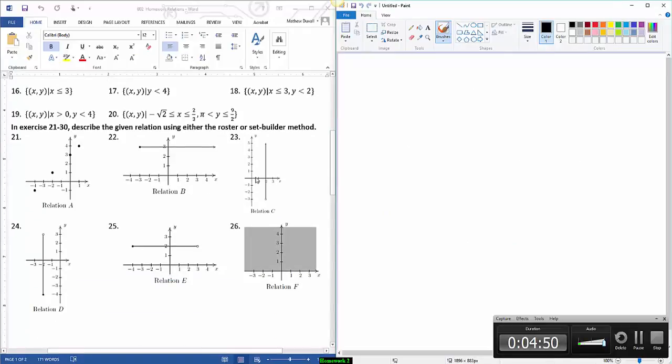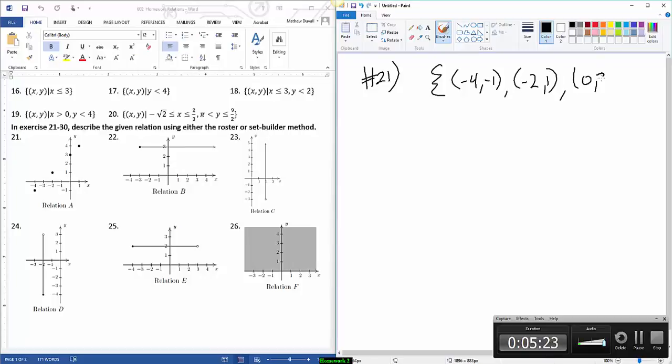21 through 30 says describe the given relation using either the roster or the set builder method. So like 21, all you're going to do is go point by point. My first point looks like (-4, -1). My second point is (-2, 1). So you go over here, -2, +1, and there's my point. This one right here is (0, 3), and then the last one is (1, 4).